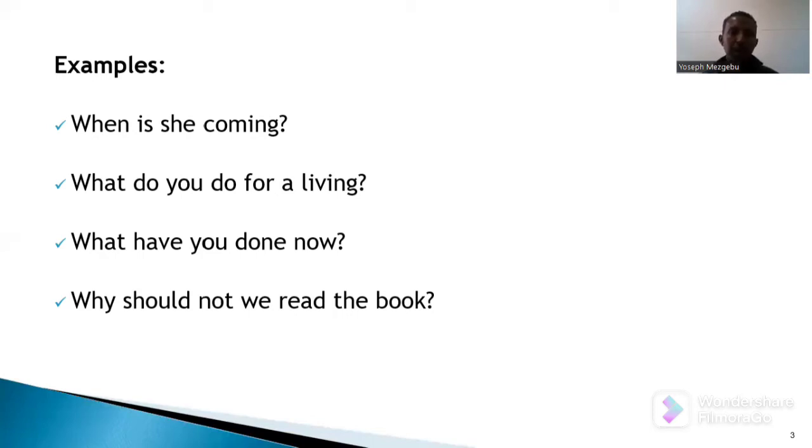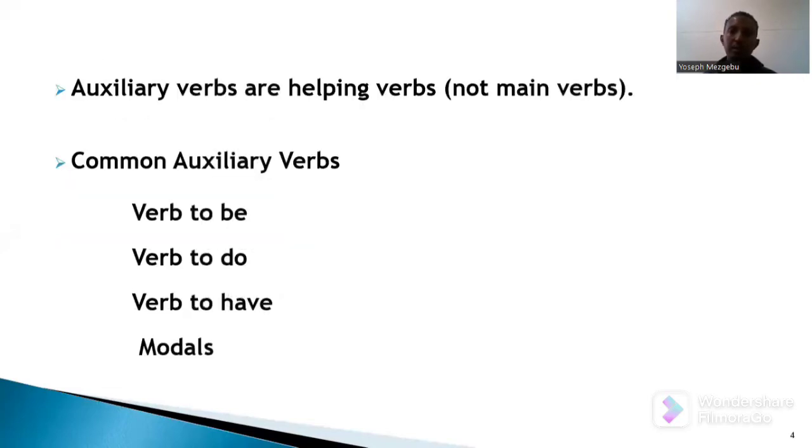So the WH question can be formed by just bringing the auxiliary verb first, followed by the subject, and then the main verb. Auxiliary verbs, as I said earlier, are helping verbs. They are not main verbs. Common auxiliary verbs are the verb to be, the verb to do, the verb to have, and modals. Let's see them one by one before we move on to the second rule regarding the use of WH questions.